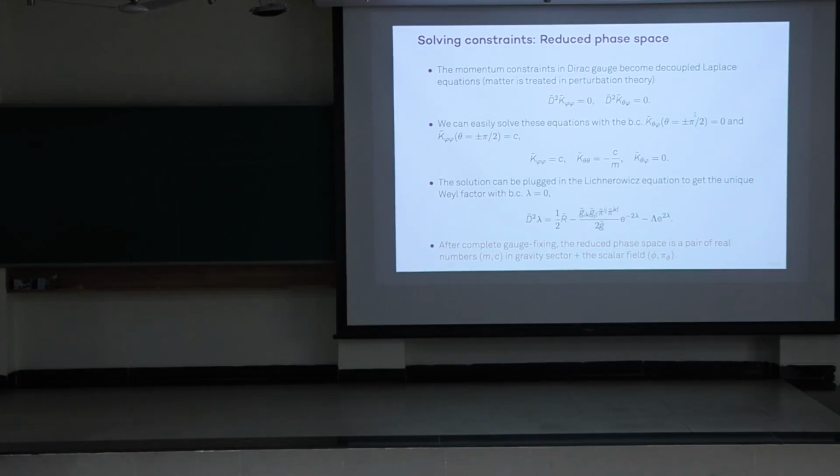So at this level, what you find is the reduced phase space, because all the independent data is just M and C, which determines everything, the metric and the Weyl factor. The reduced phase space at this level is just a pair of numbers, M and C, in the gravity sector, and the scalar field, which comes from perturbation theory.